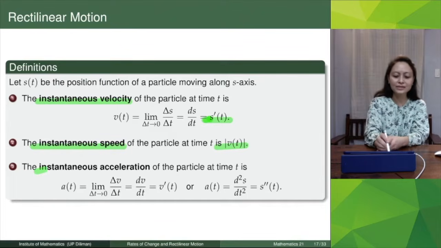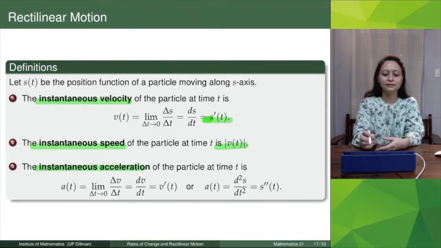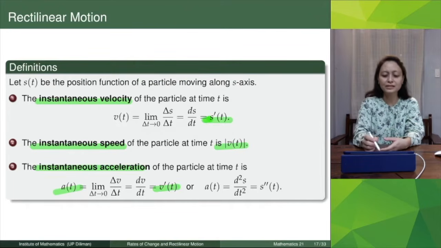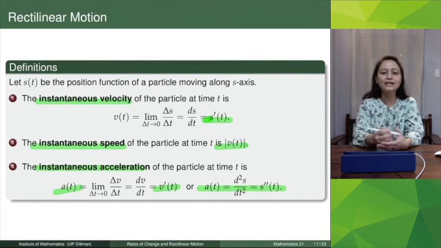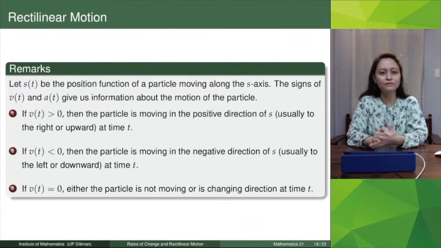The instantaneous acceleration, a of t, is dv over dt, or v prime of t. But since the velocity is s prime of t, yung acceleration natin is actually the second derivative, or s double prime of t. So, what information can we get from the sign of the velocity and the acceleration?